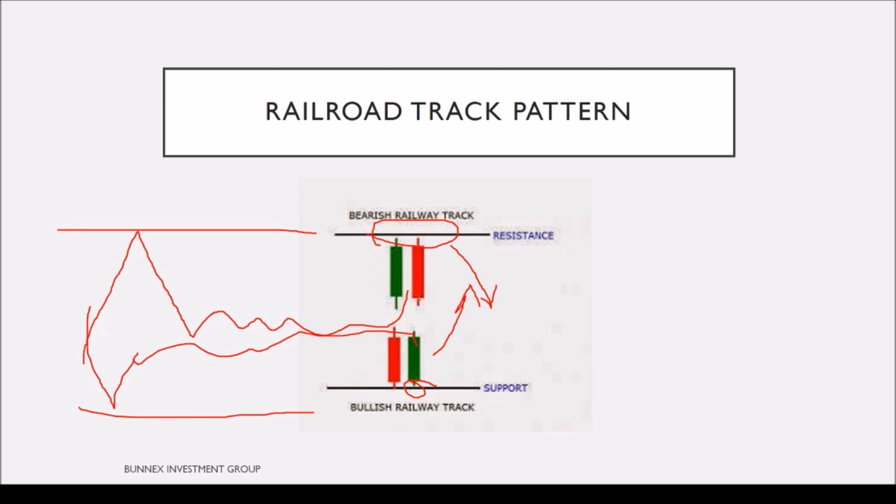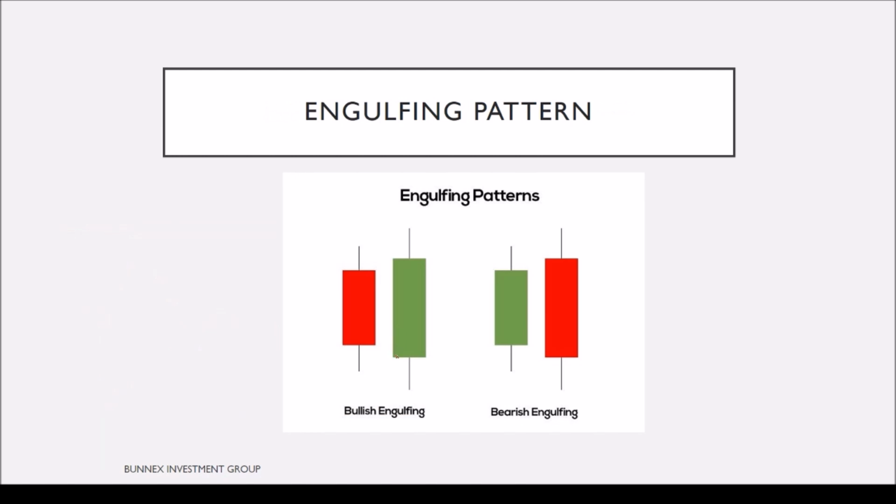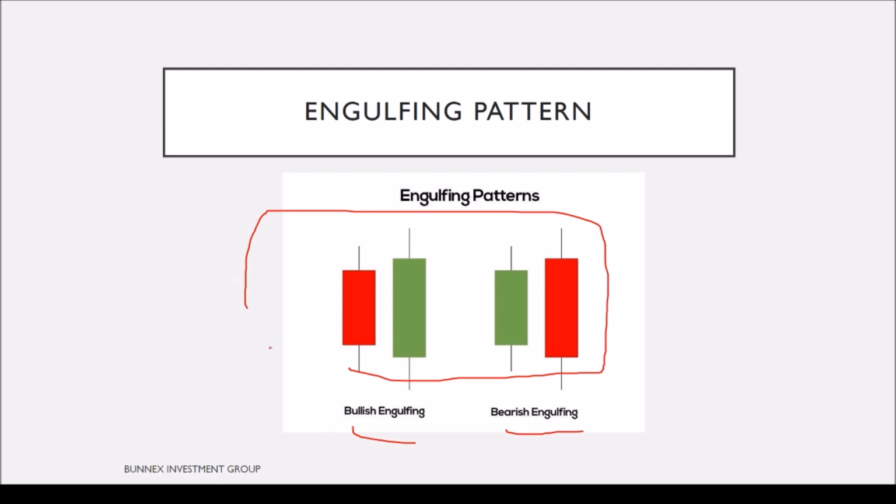Within the railroad track, we have likely equal candlesticks with different colors. Although this may not be perfect all the time, they will be likely equal in size. Then the engulfing pattern, which comes in two, is the bullish and the bearish engulfing pattern. It's basically seeing a candlestick that is bigger than the previous one. The preceding one will be smaller and the one coming after will be bigger, as you can see within this example.